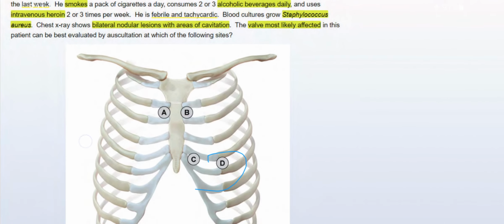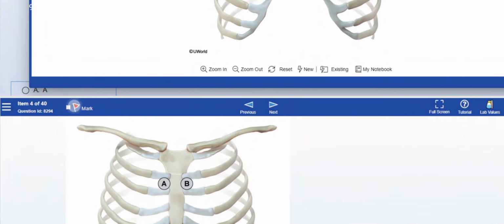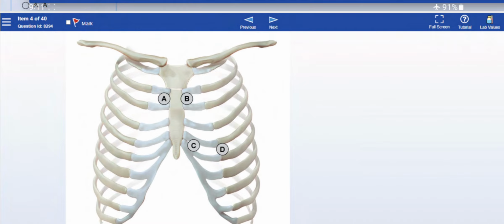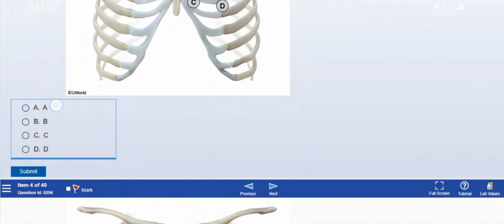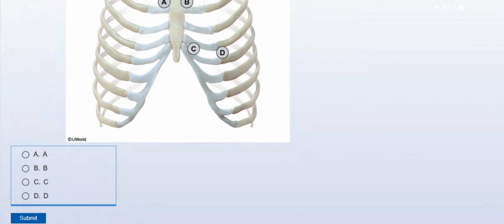A, that is on the right side in the second intercostal space. B, on the left side in the second intercostal space near the sternum. Then C in the fifth intercostal space near the sternum. Then D at the mid-clavicular line in the fifth intercostal space. For each region A, B, C, and D, they have given options A, B, C, and D respectively. Pause it and give the answer.